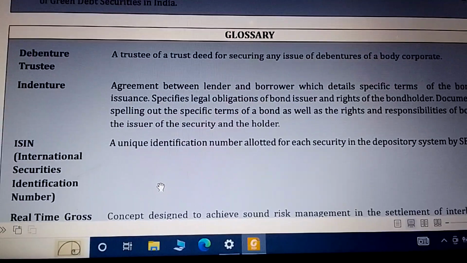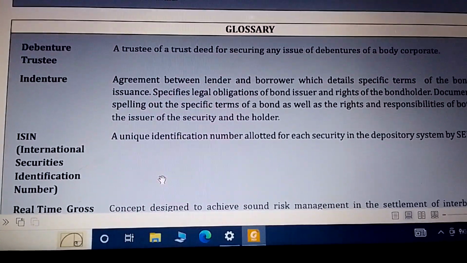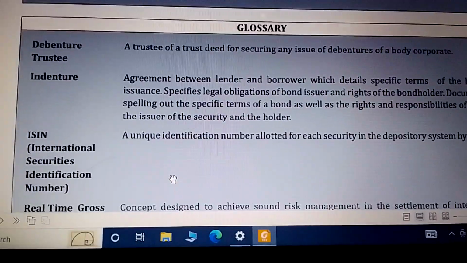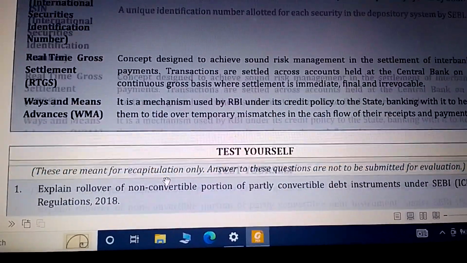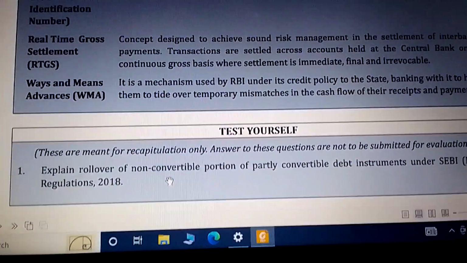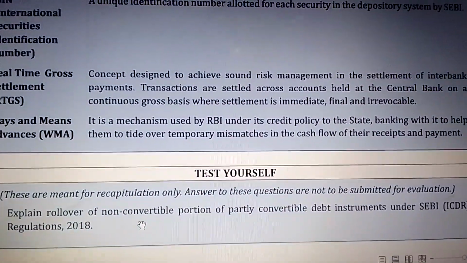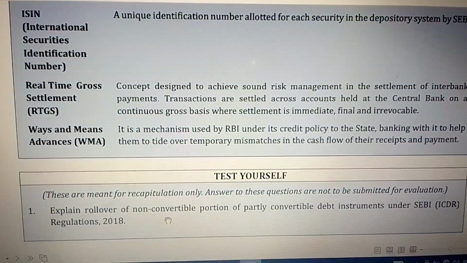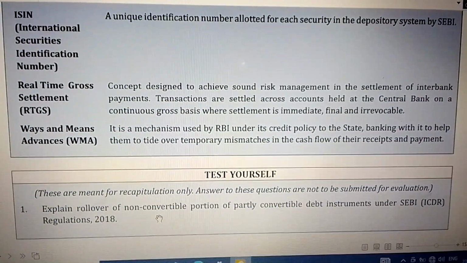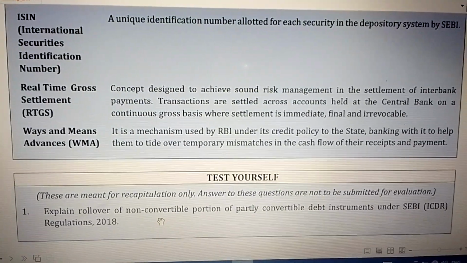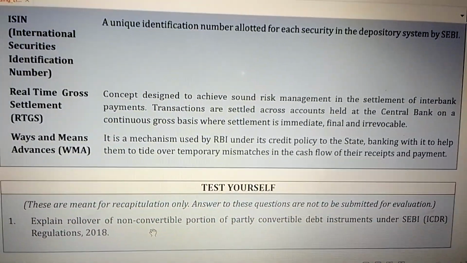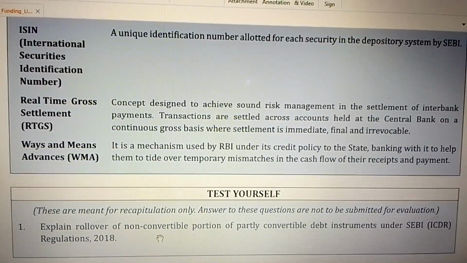Now, ISIN, International Securities Identification Number, is a unique identification number allotted for each security in the depository system by SEBI. Real-time gross settlement, RTGS, is a concept designed to achieve sound risk management in the settlement of interbank payments. Transactions are settled across accounts held at the central bank on a continuous gross basis where settlement is immediate, final, and irrevocable. It is a mechanism.